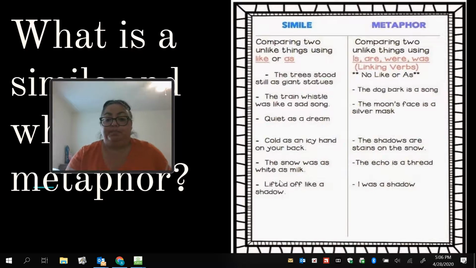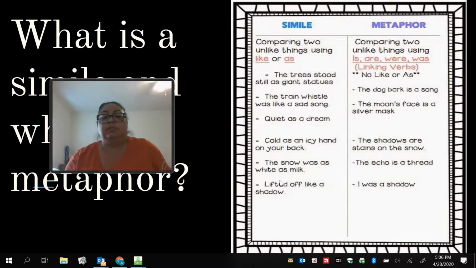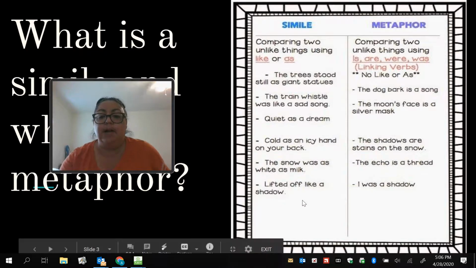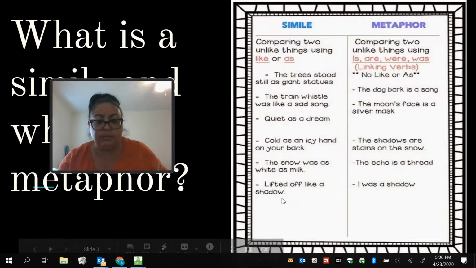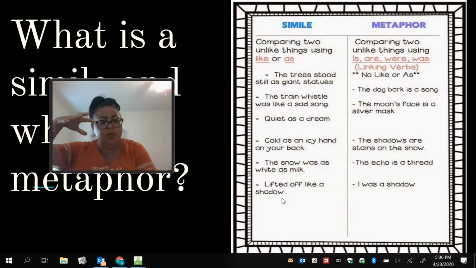Snow. Okay, comparing snow and milk, they're not the same. Snow is made out of water, as you have learned in science. Milk comes from a cow or a goat or a mother. Can be any kind of mother that is a mammal. But snow is usually white like milk. Lifted off like a shadow. Ooh, that's a good one. Lifted off like a shadow. So that means whatever lifted off moved very slowly like a shadow.